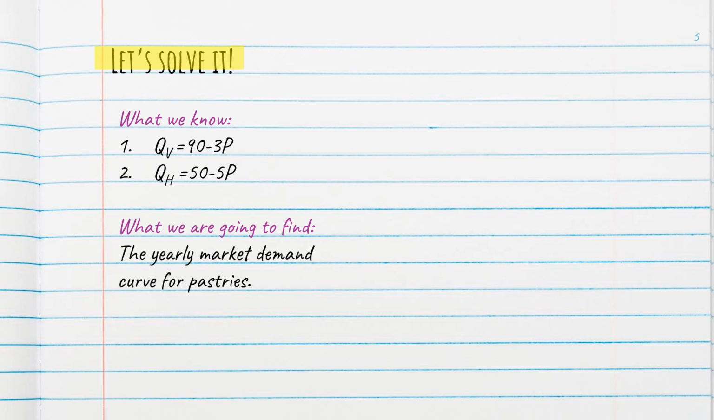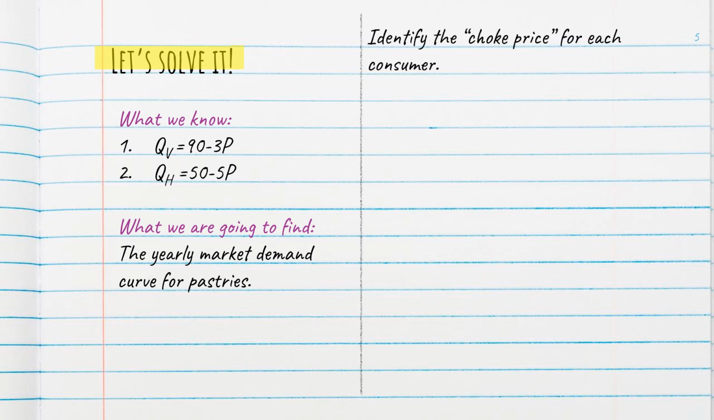Let's solve this question. So here's what we know. We know the two demand curves for Vishal and for Hanya. We know that we're looking to find the yearly market demand curve for pastries. I think when it comes to finding market demand, the smart thing to do first is to take a look at the demand curves and identify the choke price for each consumer. So let's start with Vishal. Choke price just refers to the price at which demand goes to zero.